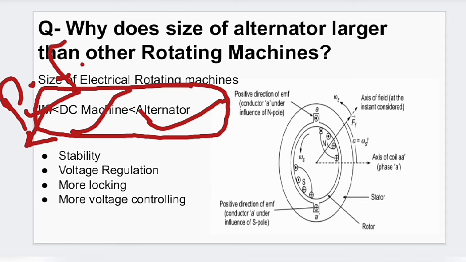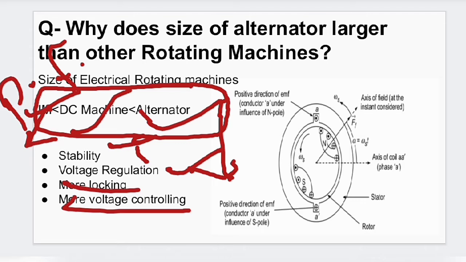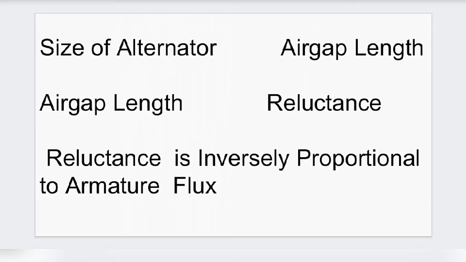The main reason the alternator size is larger is stability and voltage regulation. That means if the size increases, the stability increases and the voltage regulation decreases, meaning more locking and more voltage control. So a wide range of voltage control is available if the size increases. How it is possible, we will see next.